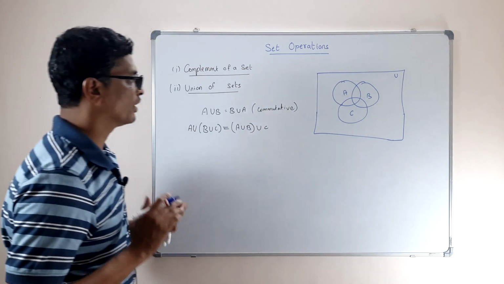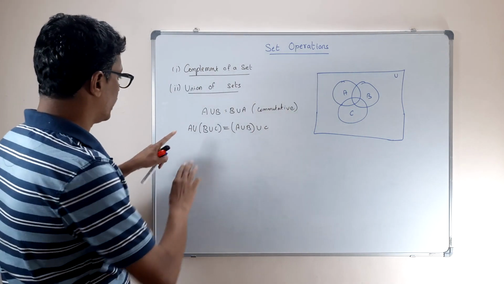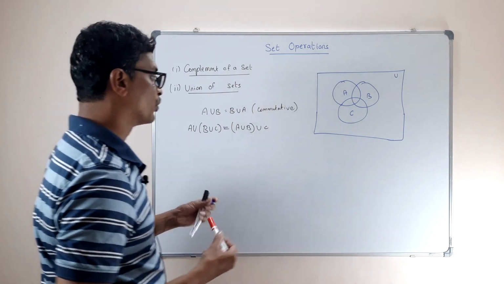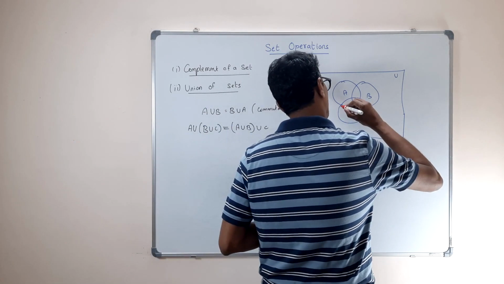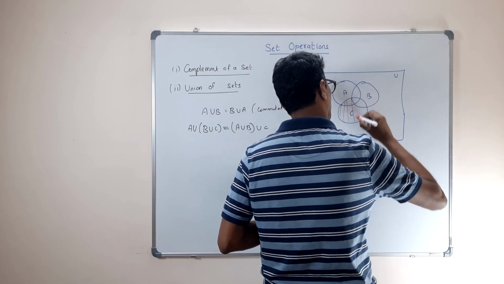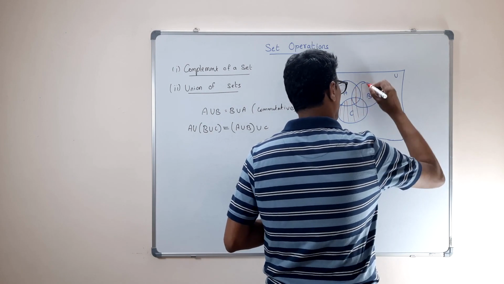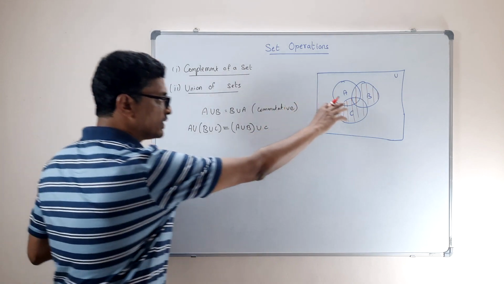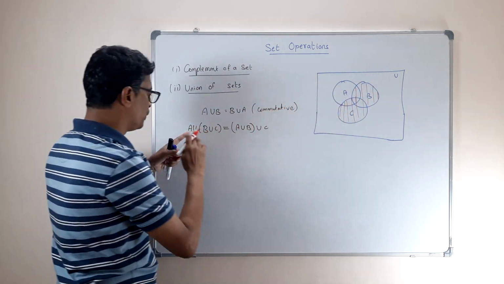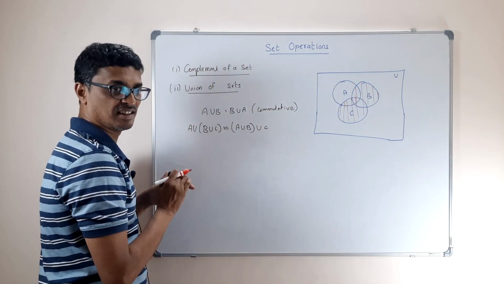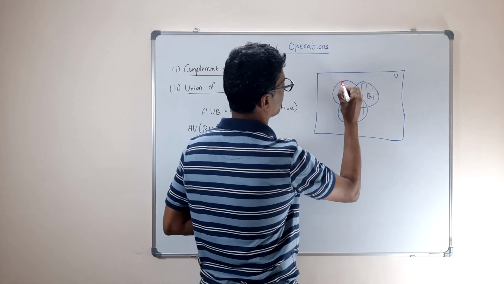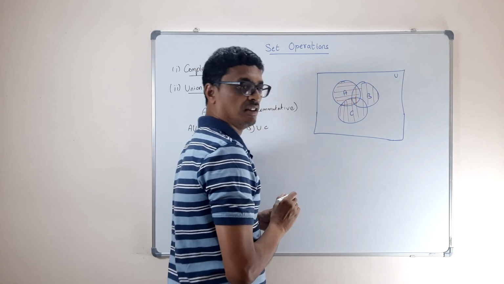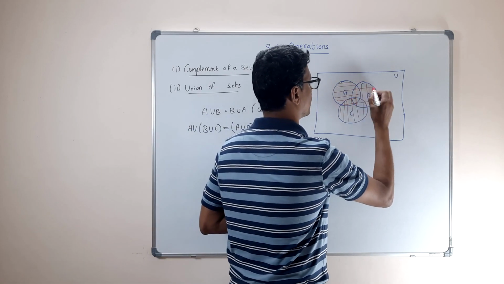So let this be our universal set, and I am going to have A, B, and C. Let us first do one by one. Let us take the LHS. First bracket, what you have to do? B union C. So B union C is this shaded portion, and then A union this. That means this whole portion will come, up to here, everything included.